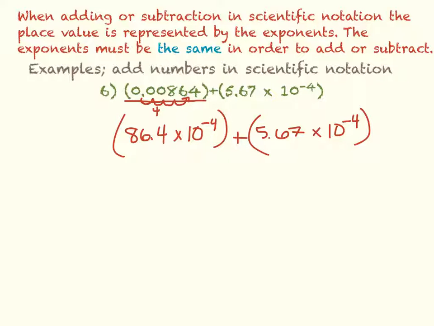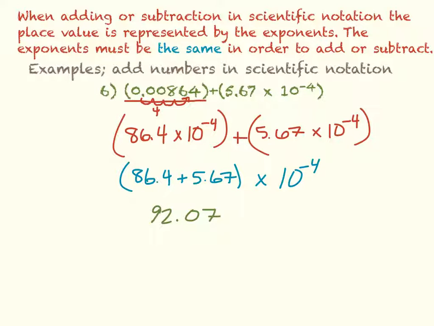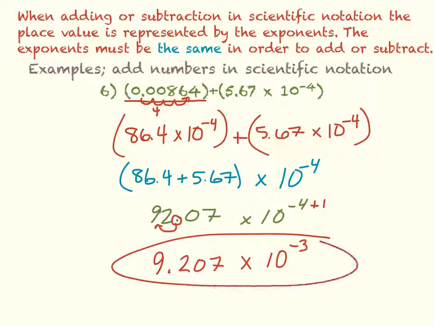So then what I would have would be 86.4 plus 5.67 times 10 to the negative fourth power, because they're both the same now. When I add 86.4 and 5.67, I get 92.07 times 10 to the negative fourth power. But now I can only have one number to the left of the decimal, so I have to move it one spot to the left. So I'm going to add 1 to my exponent, giving me a final answer of 9.207 times 10 to the negative 3 power for your final answer.